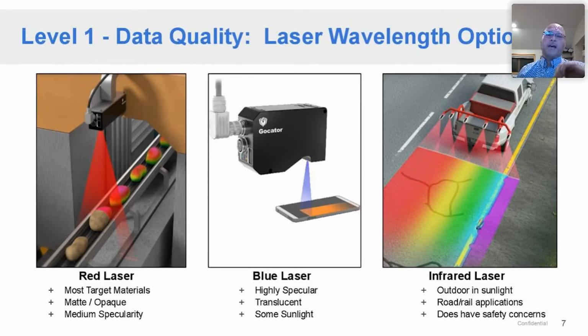And then we have, for outdoor scanning primarily, and this is transportation, road scanning, rail scanning, a series of near-infrared laser sensors. One caveat to the last group there is that they do come with safety concerns. You can't see a near-infrared laser, so you need to take extra precaution when using them.